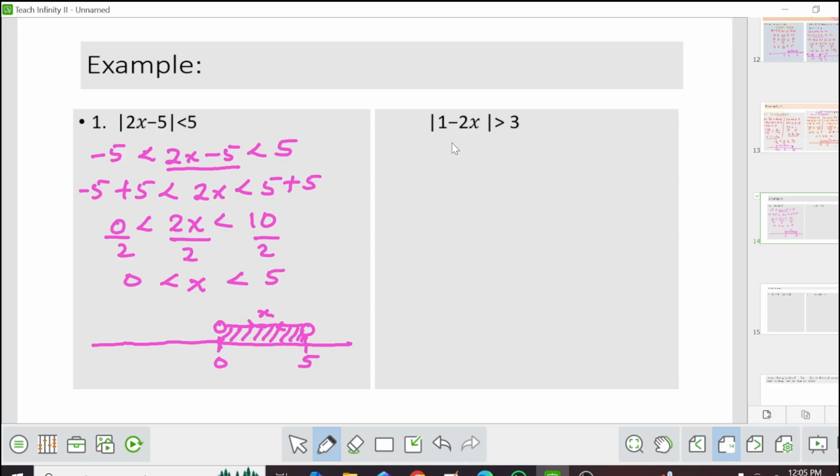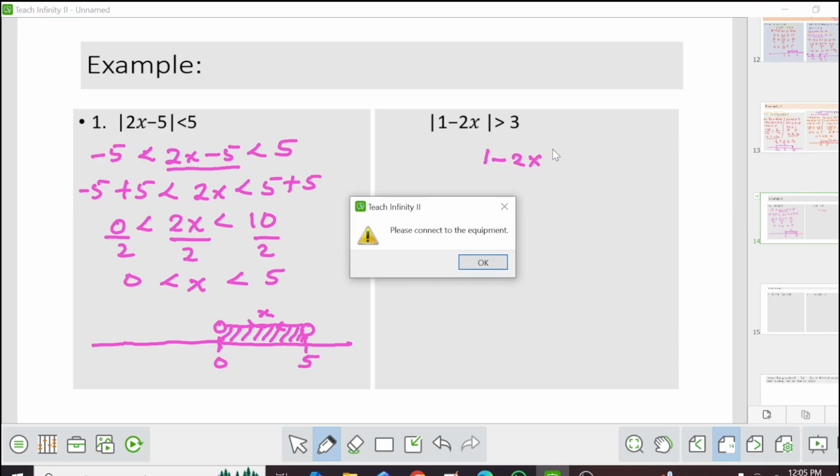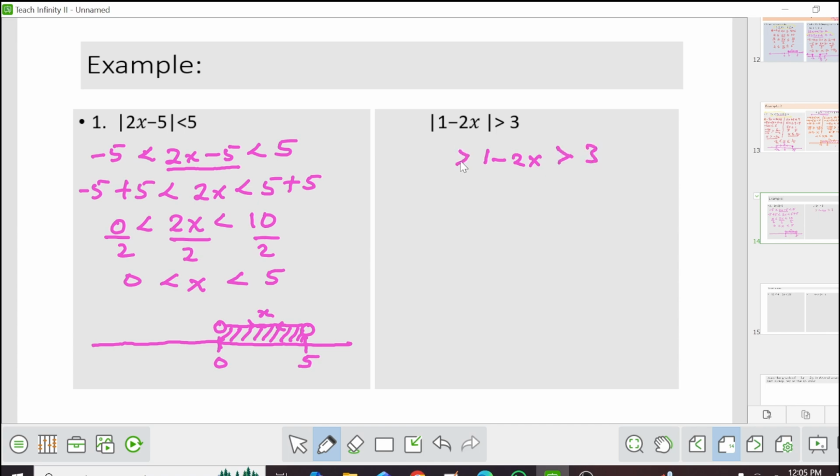Now, let's also look at this. When you look at this, like I have explained before, this 1 minus 2x greater than 3. The way it is here, transfer it here. Then put minus 3. This is the best method, instead of squaring both sides, expanding, and turning it to a quadratic equation, which is a long process.